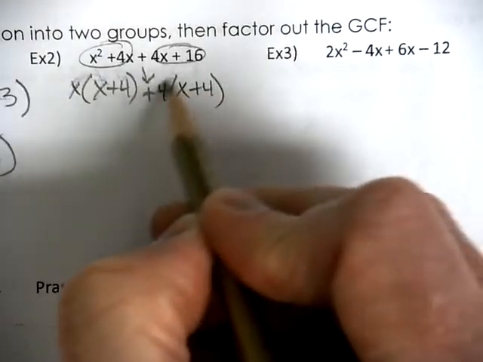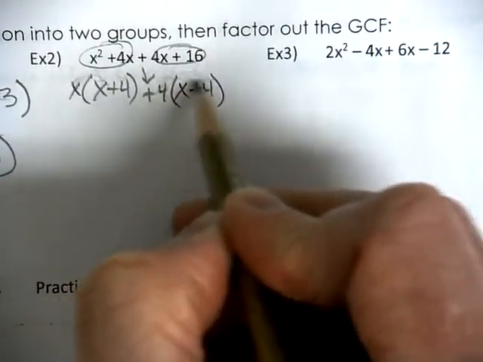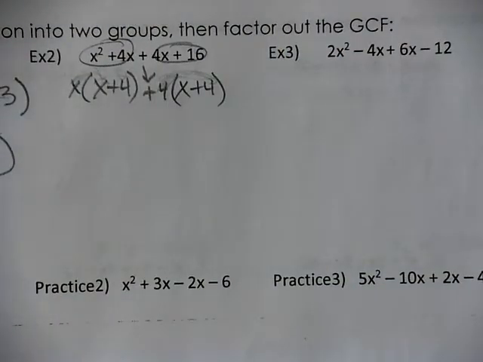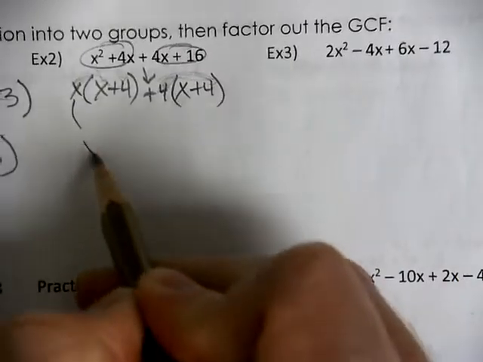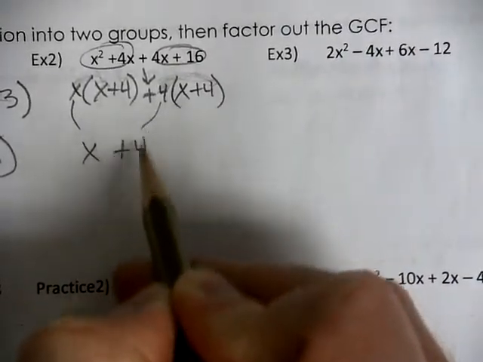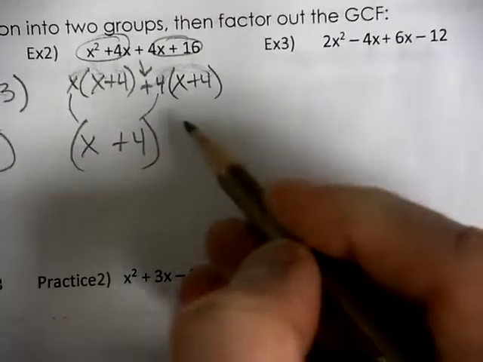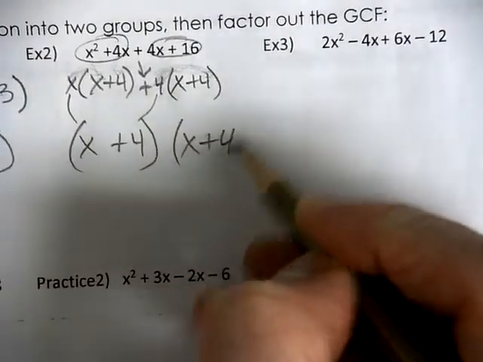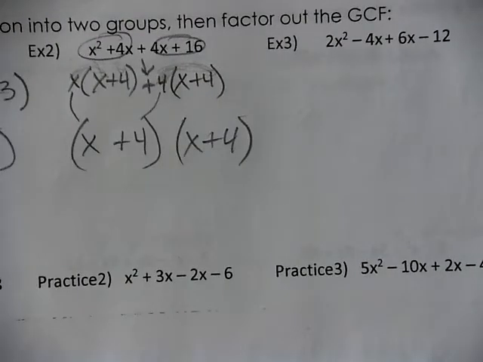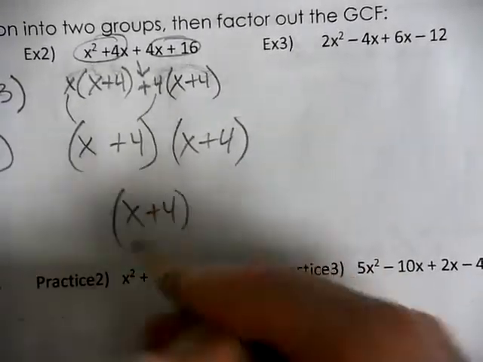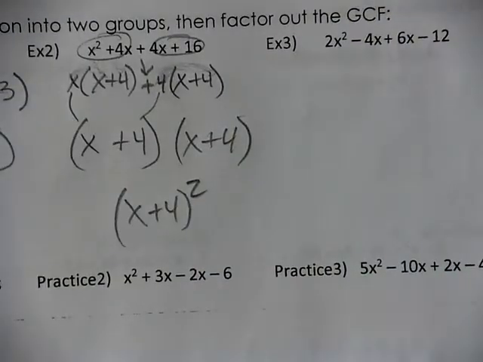Because 4 times what makes 4x? 4 times x. 4 times what makes 16? 4 times 4 makes 16. You bring down your x. You bring down your positive 4. And both groups have an x plus 4 in it. Now you can leave that as your answer. You could also, which might even be better, write it as x plus 4 squared, because you have x plus 4 two different times.